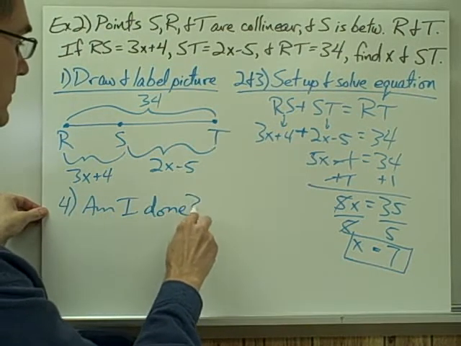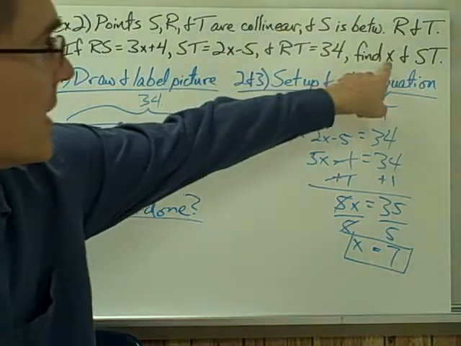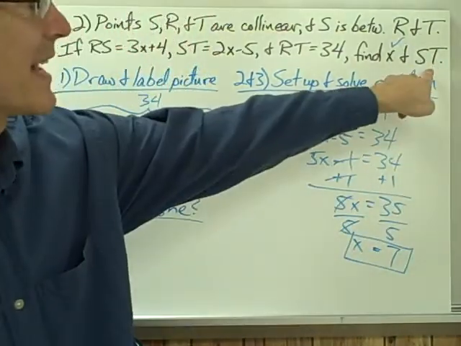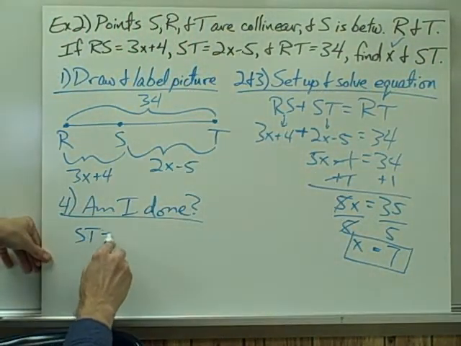Am I done? Well, let's see. It says I need to find x and ST. Well, I found x, but I haven't found ST yet, so I'm not done. So let's see. What is ST equal to?